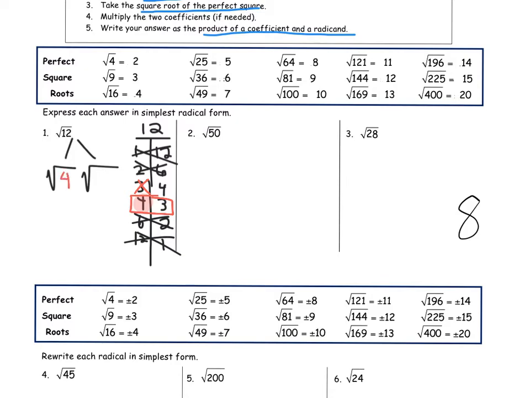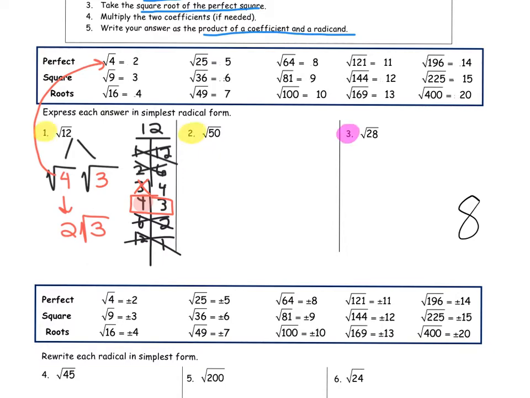I have the square root of 4 and the square root of 3. Now, if I look up here at my chart, I knew the square root of 4 is 2. So this is going to simplify to 2 radical 3. Okay, let's just keep going, and I'm going to highlight over the ones that we're going to do together and then the ones you're going to do on your own.